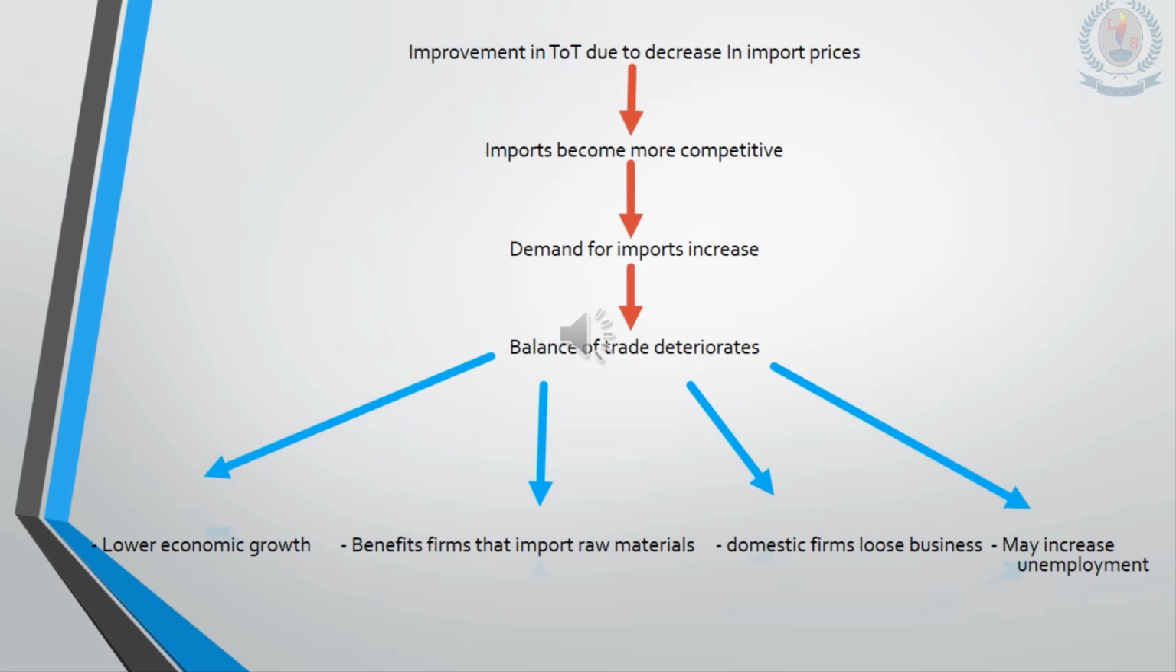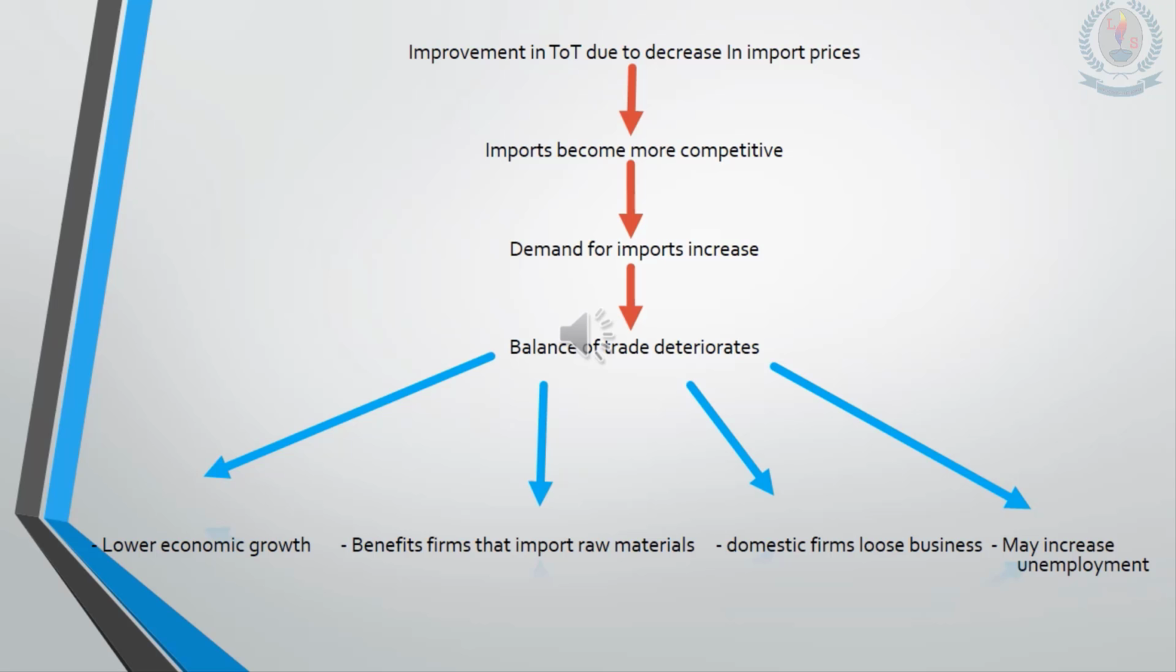Earlier, we looked at a situation where the terms of trade has improved due to an increase in the export prices. Now we will look at a situation where the import price index has decreased. What happens when the import prices reduce? When the imports are cheaper, they become more competitive in the local market. That means the demand for imports will increase because customers will find those imported products cheaper. So, when the imports increase, the balance of trade deteriorates. As before, when the balance of trade deteriorates, the economic growth will be lowered.